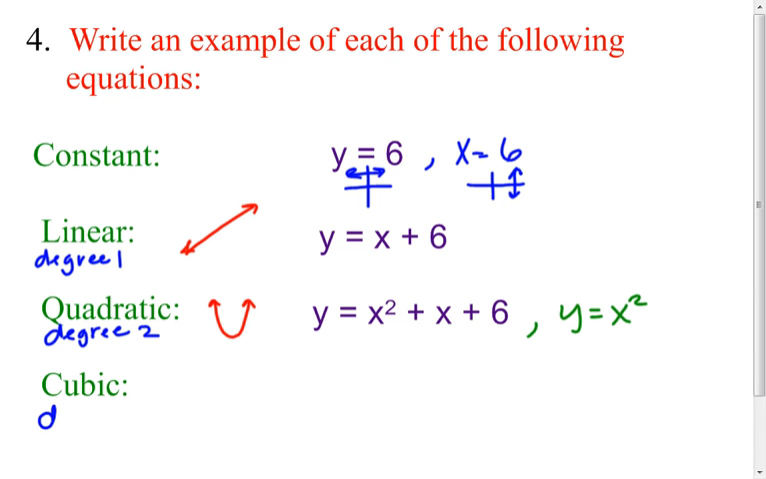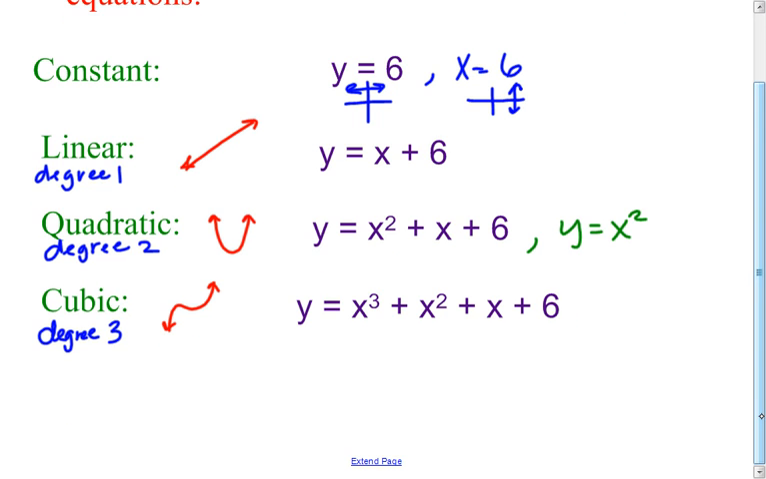Cubic equations, obviously, then, have degree 3. Here's an example of a cubic equation. It has to have an x cubed in it. And cubic equations have graphs that look something like this. Okay? So that's what they look like.